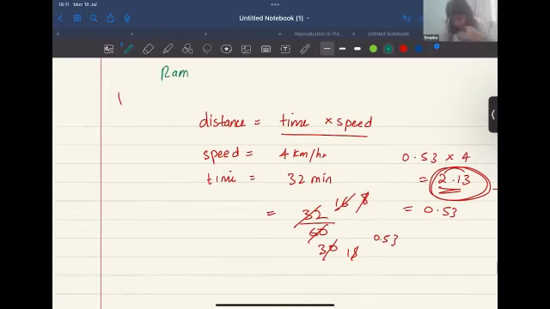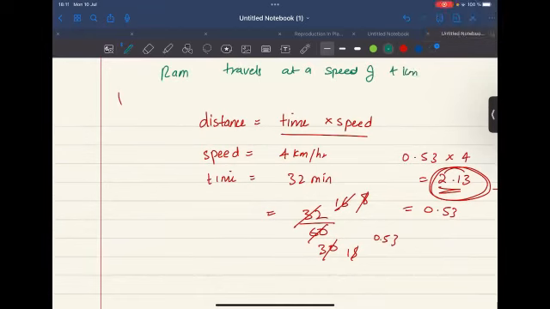Ma'am, I wrote as 1.28 kilometers. How did you get 1.28? You must have definitely worked out and then got it. One second, ma'am. I did it in a notebook, I remember.